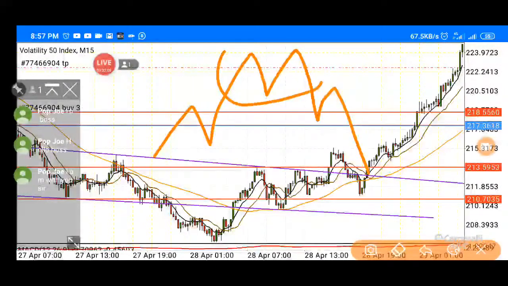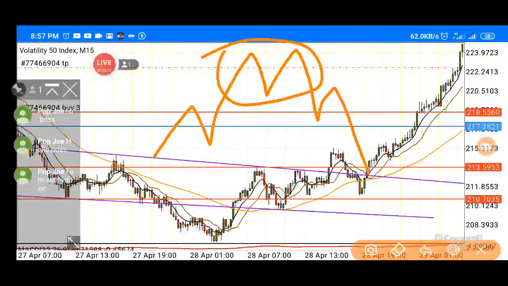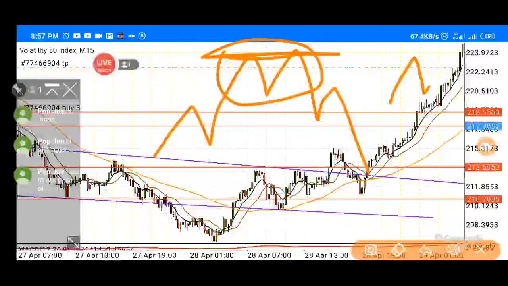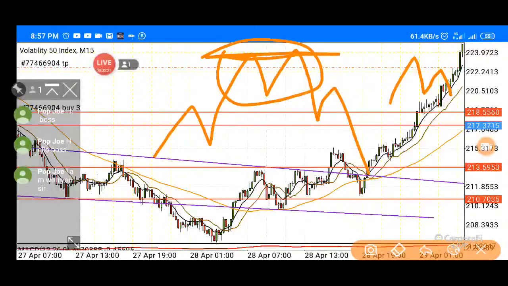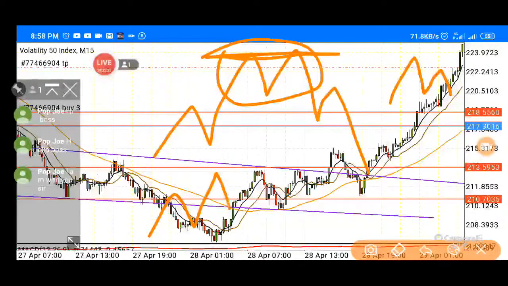So here is the double top over here. There are some double tops whereby it respects the same resistance, the same level, but there are some that don't get to that level before returning, something like this. And there are some that will break that level, something like this, and still come back. It's still a double top.